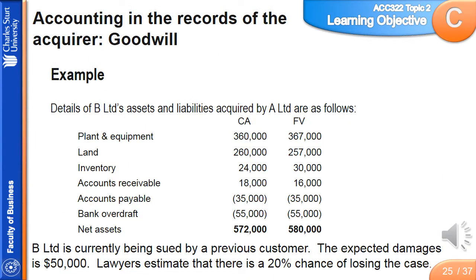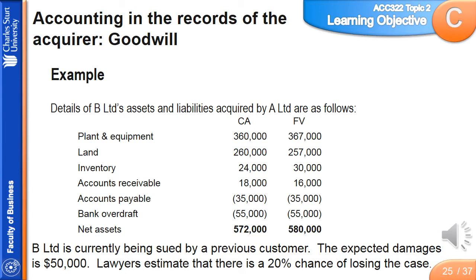So now continuing on from the example we looked at on slides 22 and 23, where A Limited acquired B Limited, the assets and liabilities acquired are listed here, and we've got the carrying amount in the left hand column and the fair value in the right hand column. For the assets, plant and equipment, land, inventory, accounts receivable, we've got different values between the carrying amount and fair value, but for the accounts payable and the bank overdraft, the liabilities, we have the same amount between carrying and fair value, which we would expect.